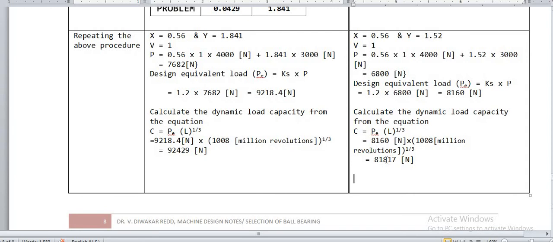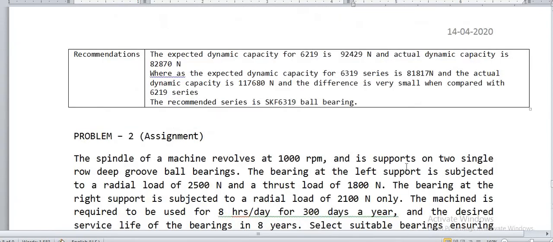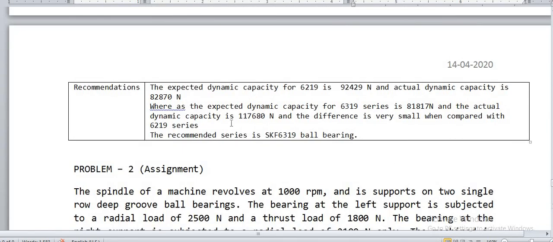So when you compare, this is the dynamic capacity which has to be compared with the existing catalog. The catalog consists of the 6319 series. The actual dynamic capacity is 1,17,680, but the expected value after calculation is 81,000. Therefore it can bear the higher load capacities.